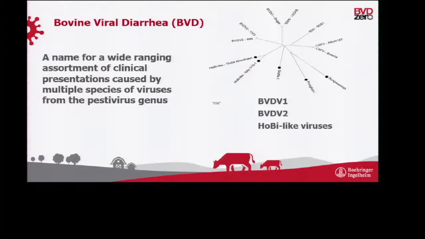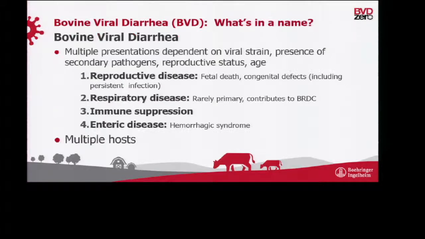And what we have here is originally we had BVD1. Then we found that there was another species, this was in the United States, called BVD2. Subsequently, BVD2 was found in a lot of places throughout the world. We'll talk a little bit more about that later. And most recently, we have something called Hobi-like viruses, originally coming out of Southeast Asia, and as we look harder, we find more of that too.